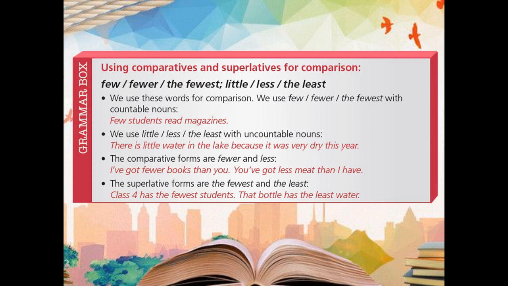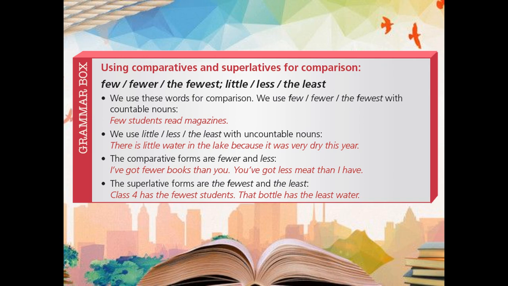Here we have some examples when we are talking about students. Few students read magazines, so we use the word few before the word students, because it is countable. So few students read magazines. For the other part, little and less: there is little water in the lake because it's very dry this year, so we used the word little before the word water.